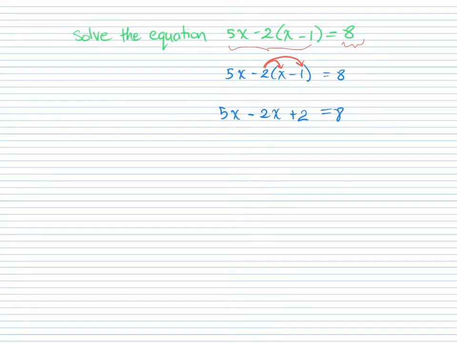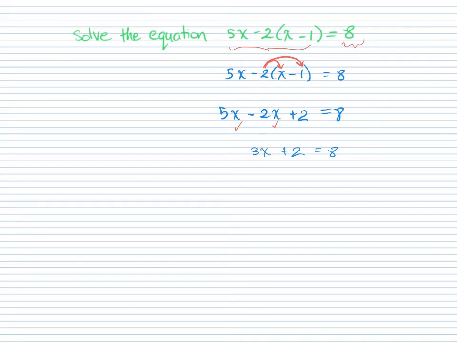Now you have to ask yourself, is the left side of the equation as simple as it can get? And the answer to that question is no, because we still have a pair of like terms. So we have to join those like terms, 5x minus 2x, and when we join those like terms, we get 3x plus 2 is equal to 8. Now it looks pretty easy. Remember now that each side of the equation is as simple as it can get.